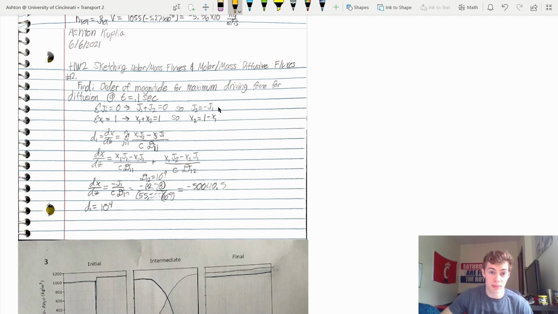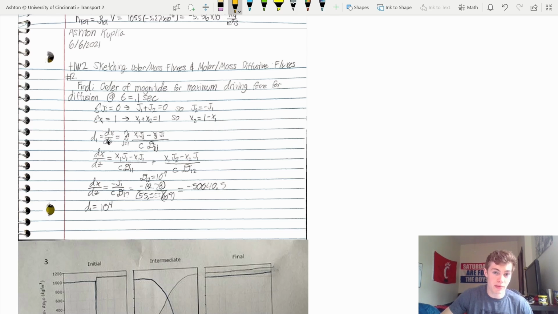We can say the same thing about our molar concentration of all our components. Their sum is going to be equal to 1, so we know that the molar concentration of component 1 plus the molar concentration of component 2 is going to be equal to 1. Therefore, our molar concentration of component 2 equals 1 minus the molar concentration of component 1.